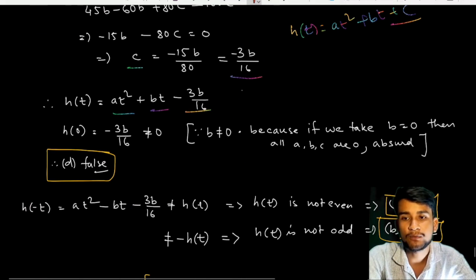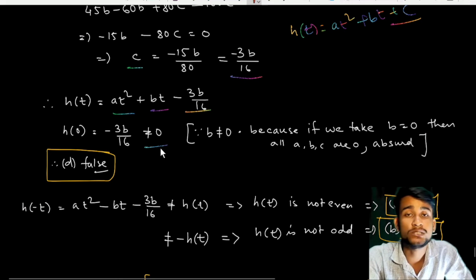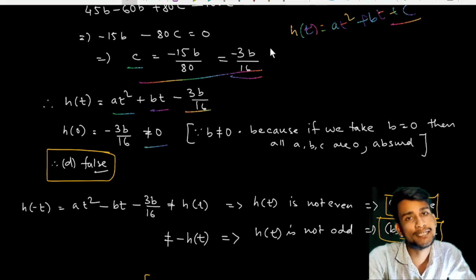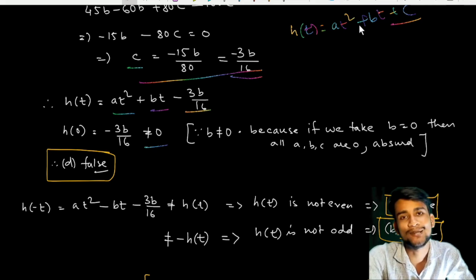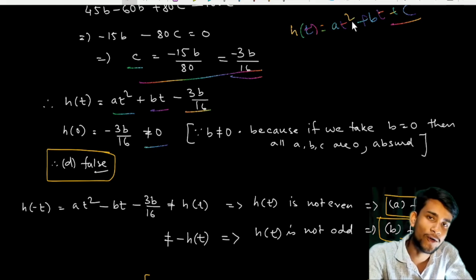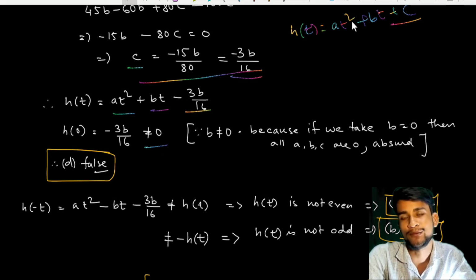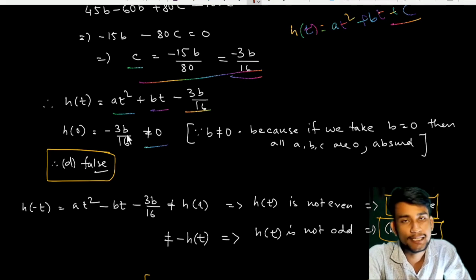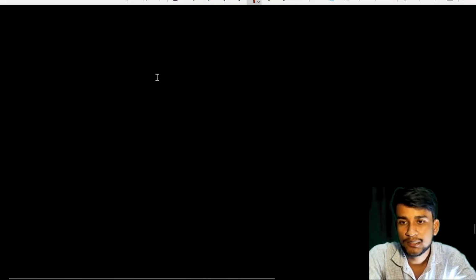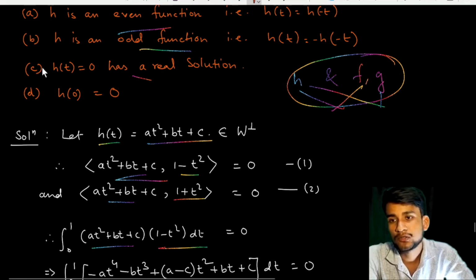Now h(0) equals minus 3b by 16, which is not equal to 0, and it is 0 only if b equals 0. But if b equals 0, then from this relation c is also 0, and then a is also 0. This is an absurd situation: if a, b, c are all 0, there is nothing to do in this problem. So this case is not true. That means h(0), which involves b, is not equal to 0. So option d, h(0) equals 0, is a false option.